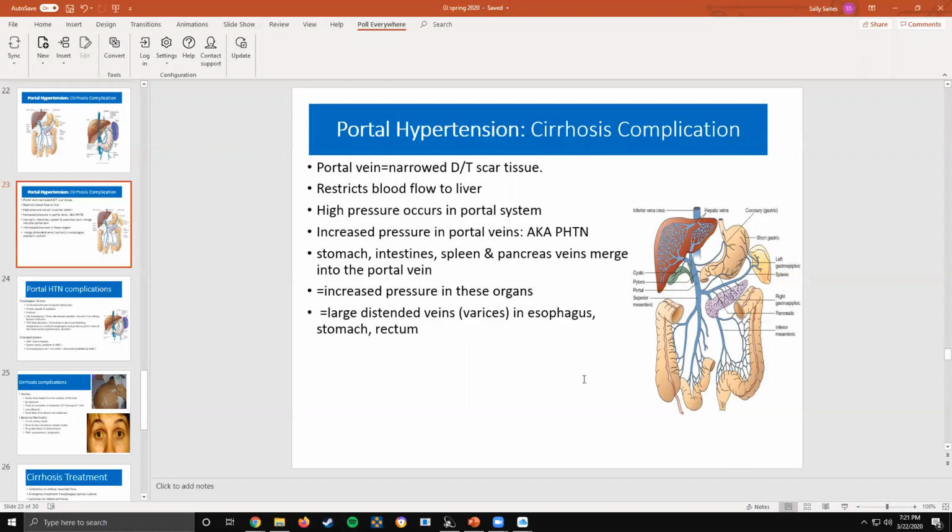Depending on where the GI bleed is, where that vein bursts, will determine whether or not we can help the patient. Like we said in the previous slides, they also have a problem with their clotting factors, so their fibrin and their vitamin K. And so that adds to the increased risk of bleeding if a varix actually does burst, which does happen.